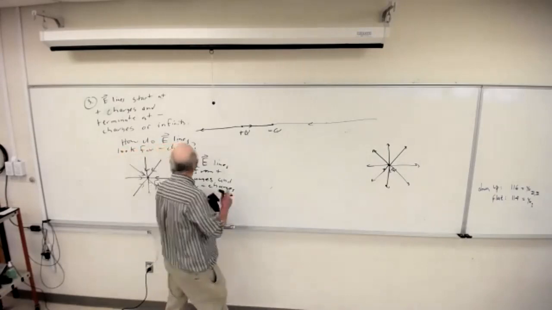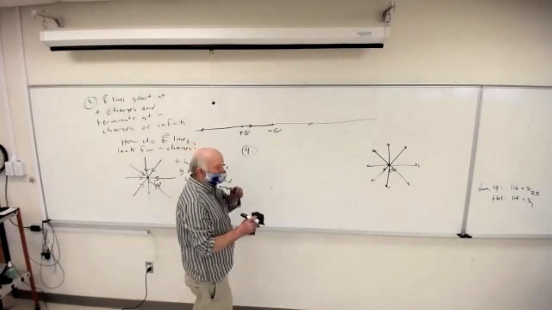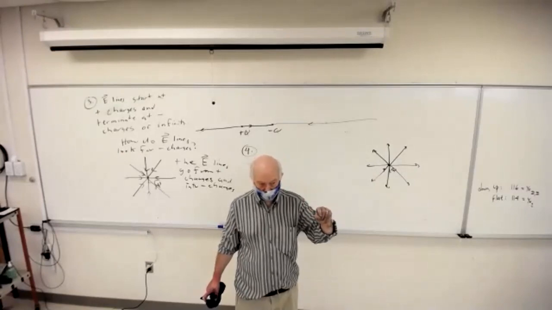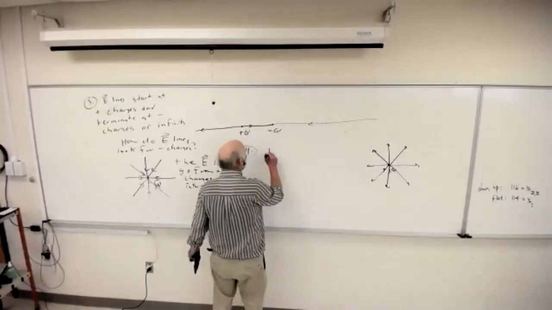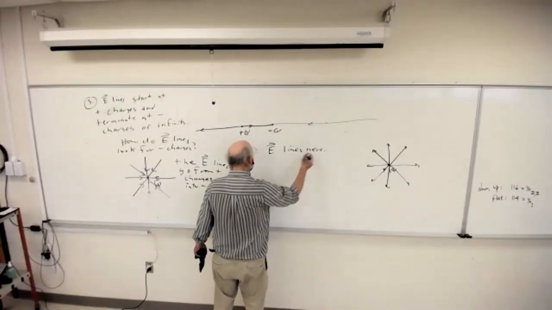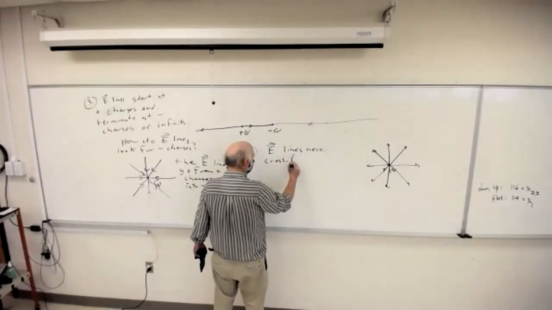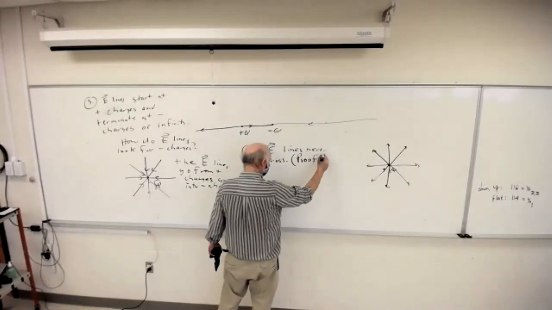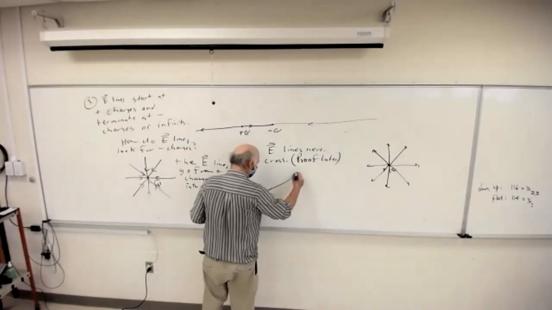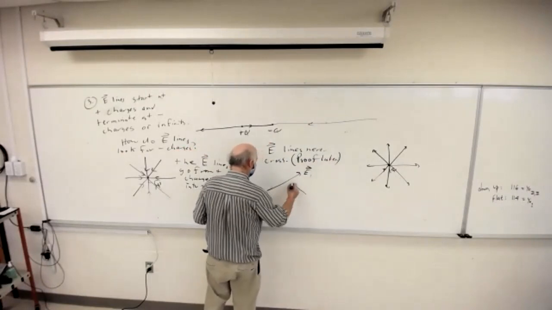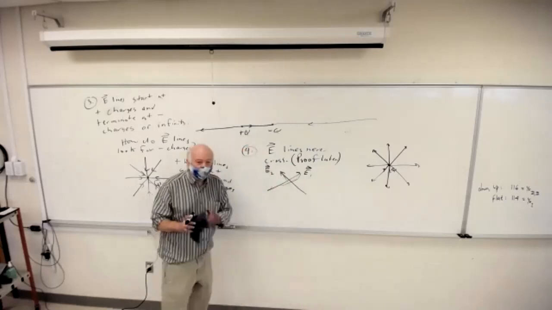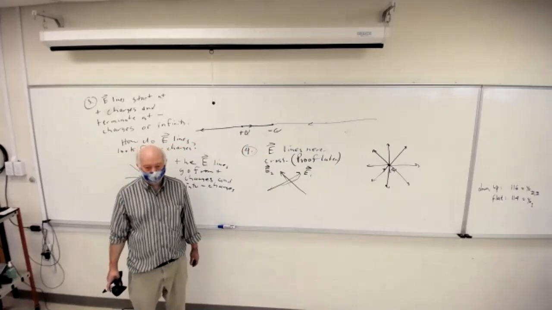Okay? Now, fourth one. The fourth one I'm not going to prove. I will give you a proof later on, but right now the proof would make no sense. Okay? E lines never cross. I'll say proof later. Meaning what? You can't have an E line, like this can't be some E line E1, and this can't be some E line E2. You can't have that. That's not allowed. They never cross.